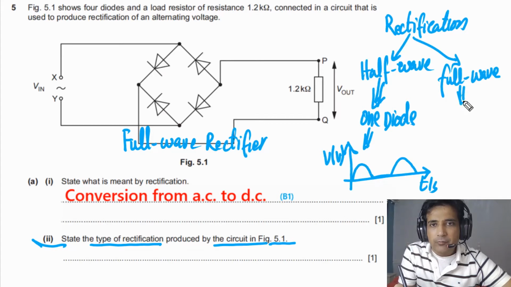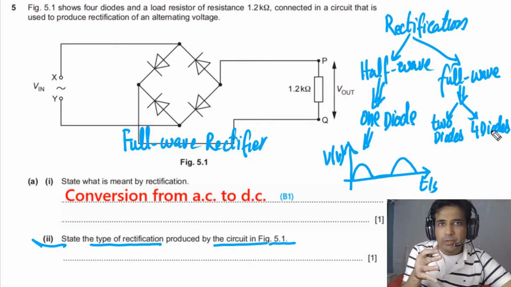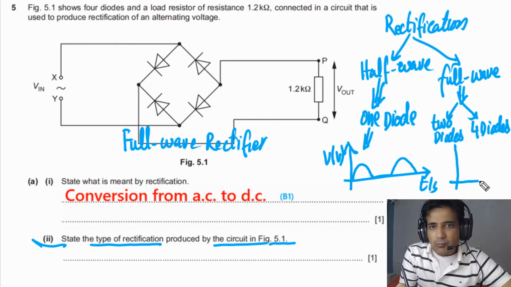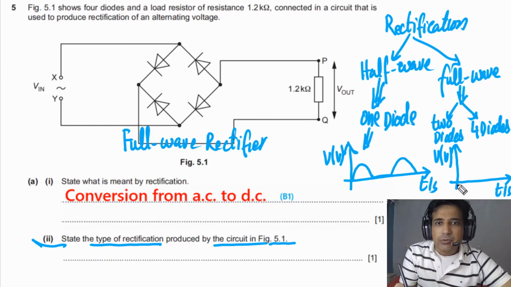On the other hand, full wave rectification we can achieve by using 2 diodes in a circuit, or we can achieve this by using 4 diodes. And if we look at the voltage against time graph for full wave rectification, here we have voltage and here we have time. The voltage across the load resistor will look like this, a voltage that is changing with time, and then again changing with time, and so on.